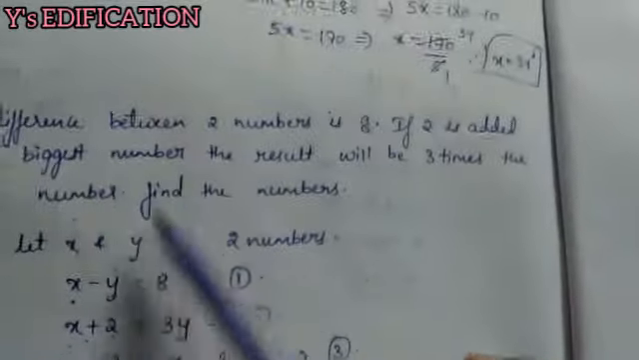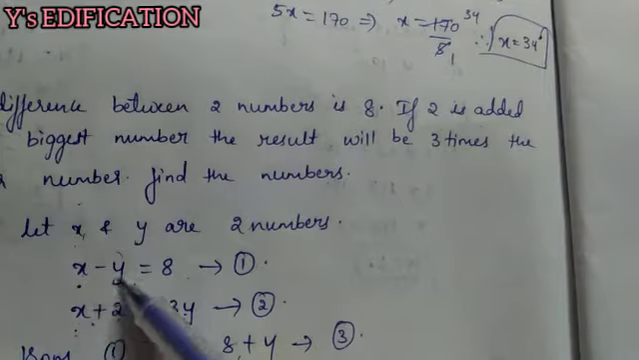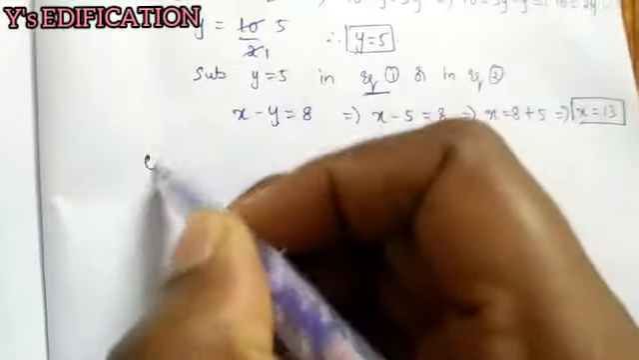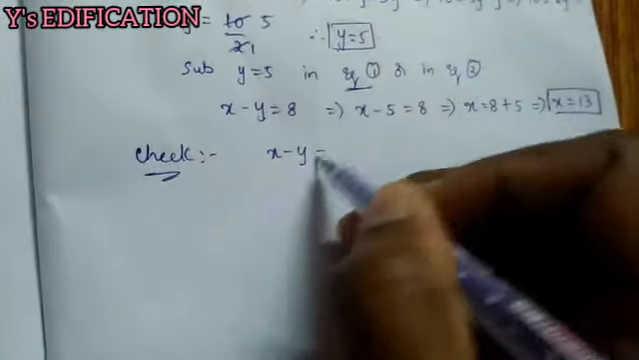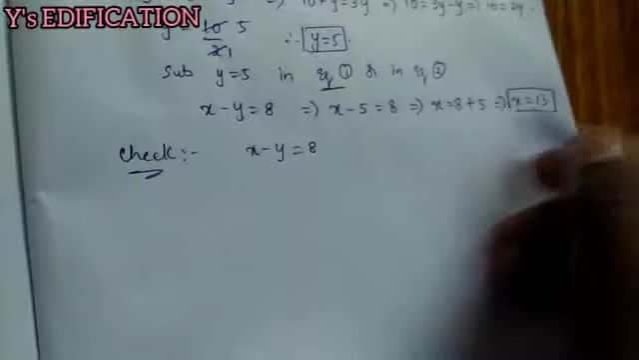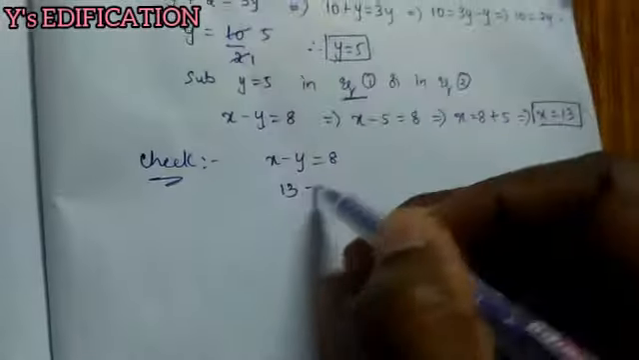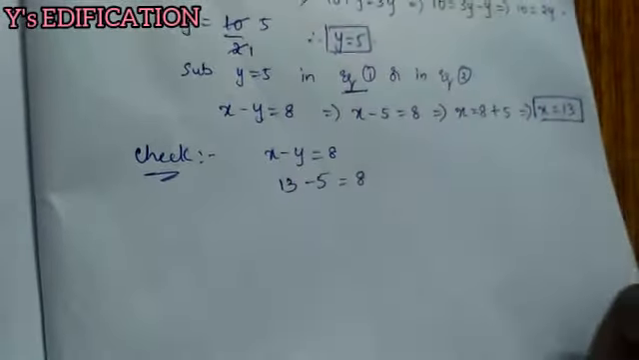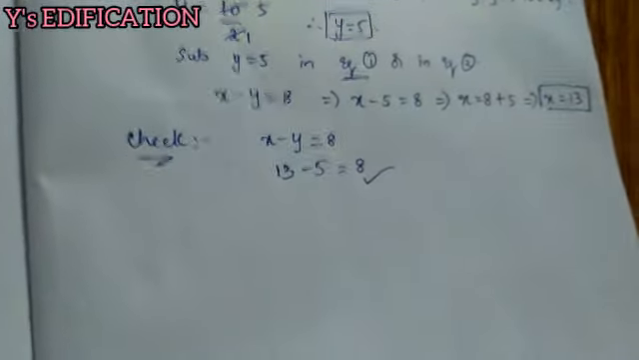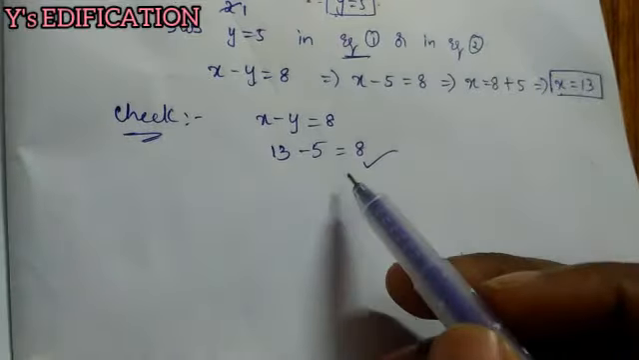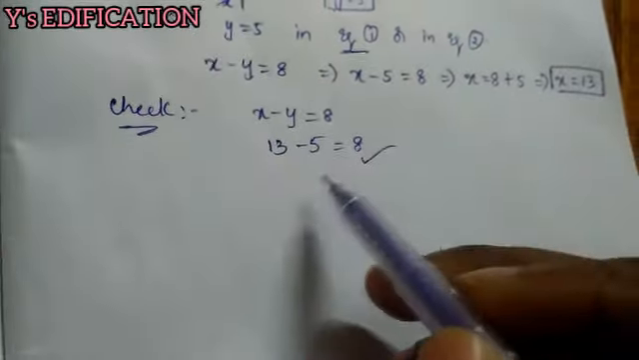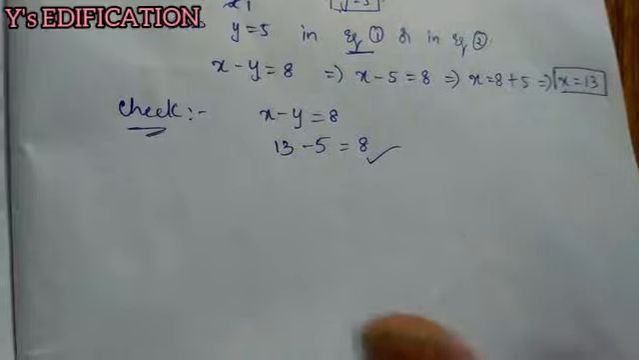And what they gave in the question is that the difference of the two numbers is 8. x minus y is equal to 8. We have the x value and we also have the y value. Let us cross check this. x minus y is equal to 8. What is x here? 13. What is y here? 5. 13 minus 5 is 8, or not? This is true. And you can check the answer in this way. If this is correct, your problem is correct. And if you didn't get this answer, then the sum you are doing is wrong.